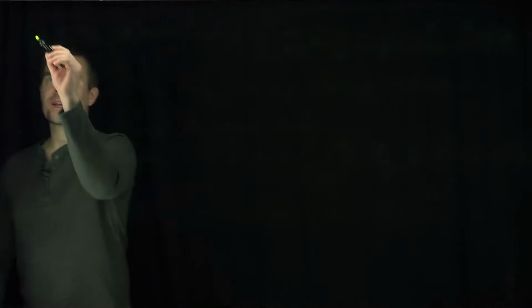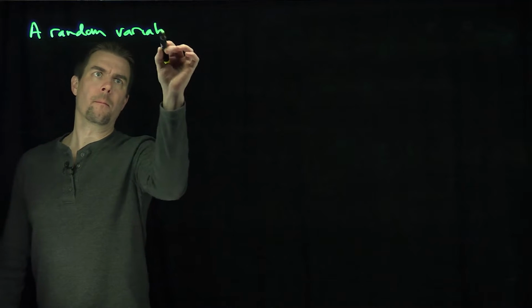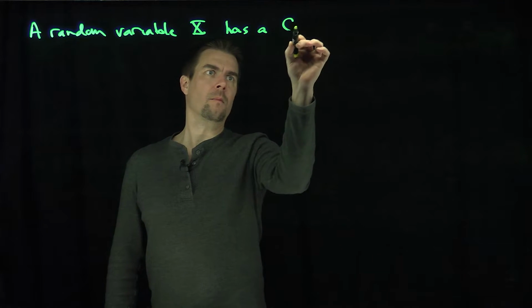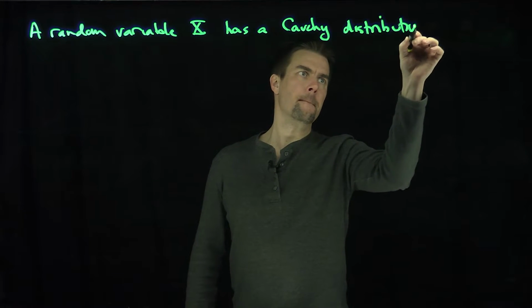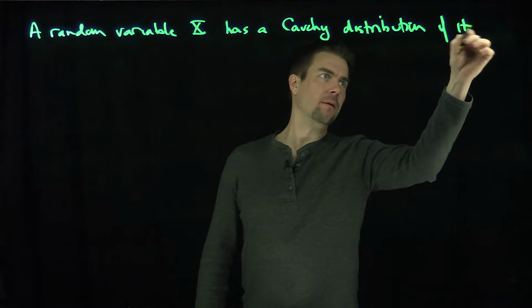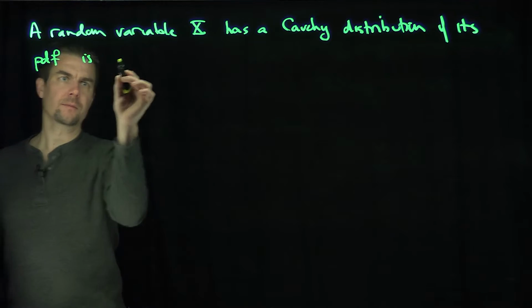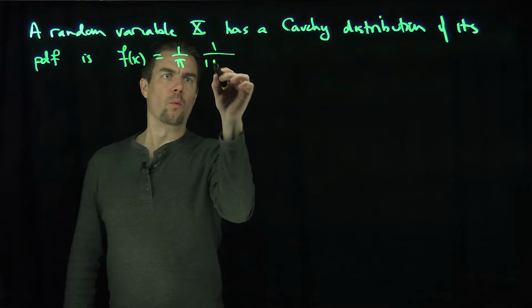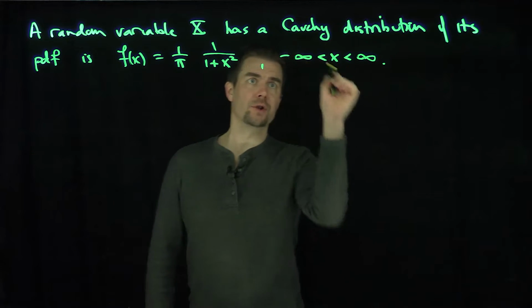Hello students, in this video we'll discuss the Cauchy distribution. A random variable x has a Cauchy distribution if its PDF, probability density function, is f of x, which is 1 over pi, 1 over 1 plus x squared for x between negative infinity and infinity. This is what a Cauchy distribution is.